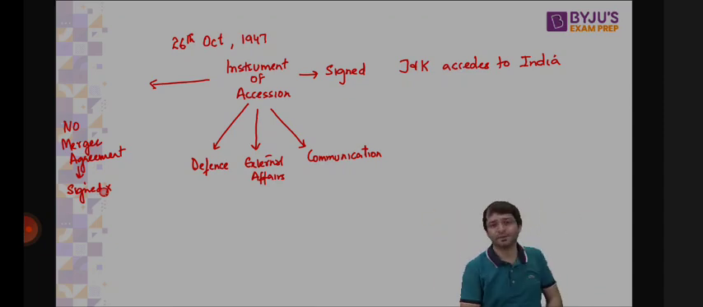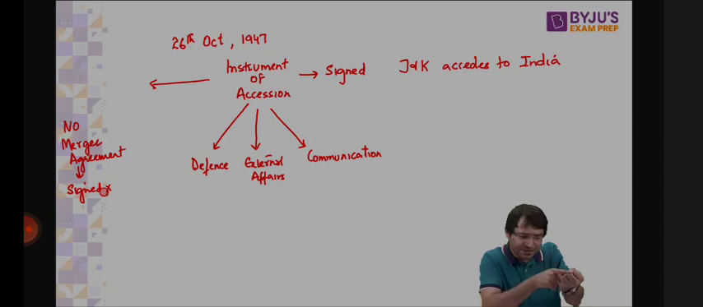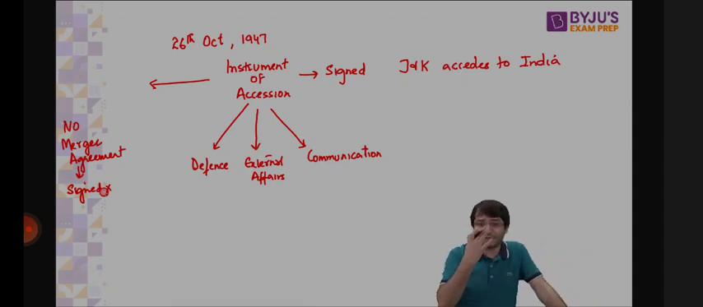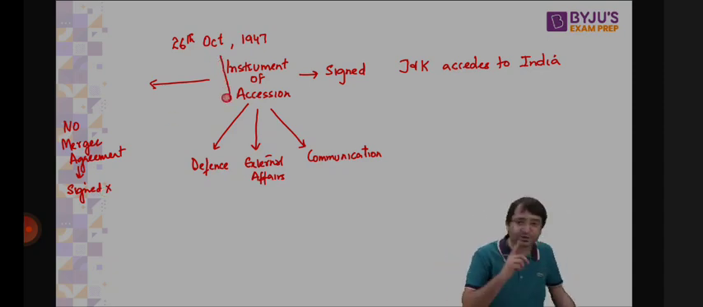Independent princely states were sovereign. First they acceded to India by signing this Instrument of Accession. And then they merged with India by giving up their sovereignty. That means now we will have no power of our own. We will be under the control of the central government. For Jammu and Kashmir, only the Instrument of Accession was signed, not the merger agreement. Why? Because the conditions were different, which we will discuss.